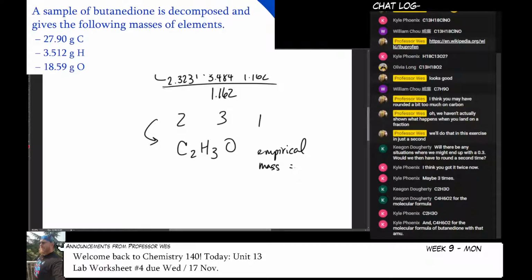Let's figure out its empirical mass, because we're going to need that for the next step. And this one's big enough that I will go to Lentech. So if I type in C2H3O, and I get 43.04, so we'll write that down.